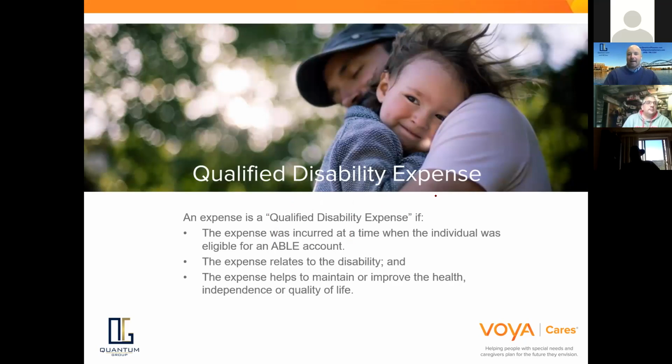The expense has to have been incurred at the time when the person was eligible for the ABLE account, or the ABLE account was in existence. So backdating is probably not a real good practice, okay? The expense relates to the disability, or basically helps to maintain or improve the health or the quality of life of the person, okay?